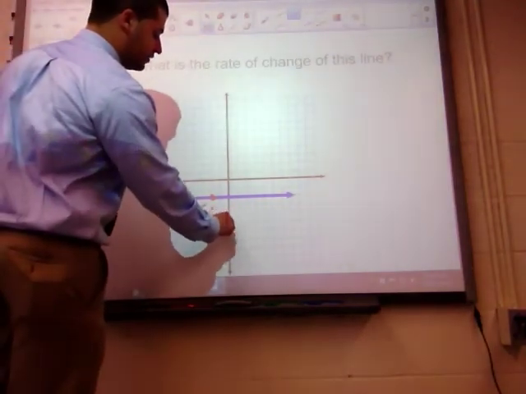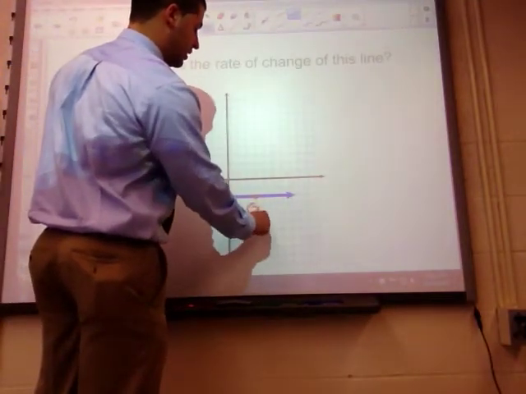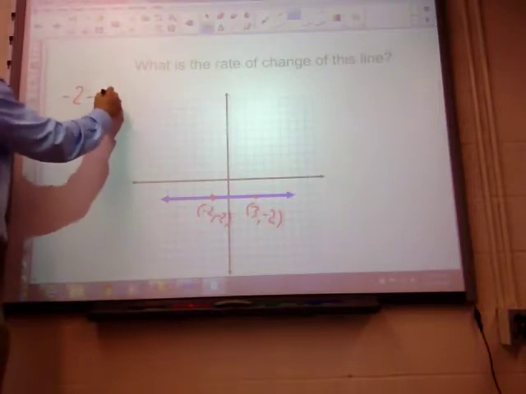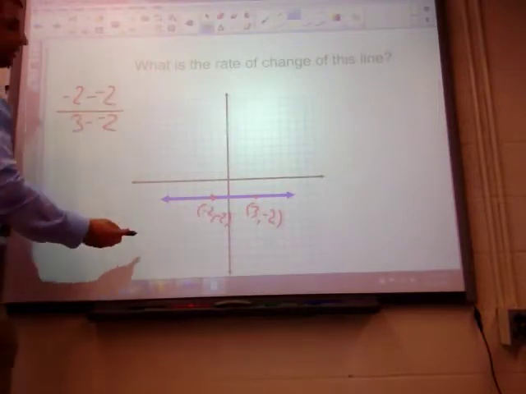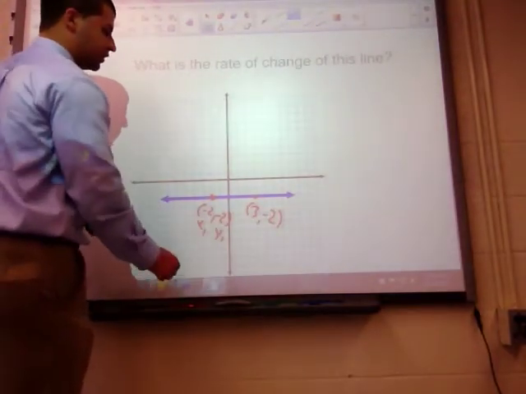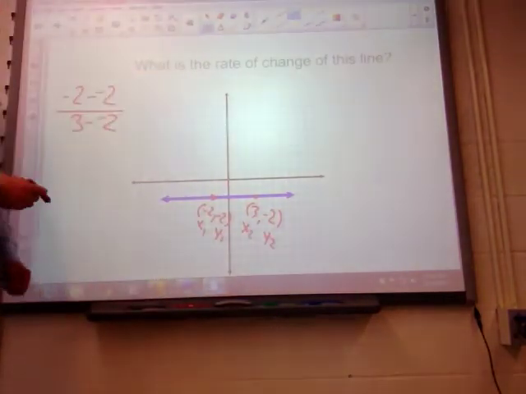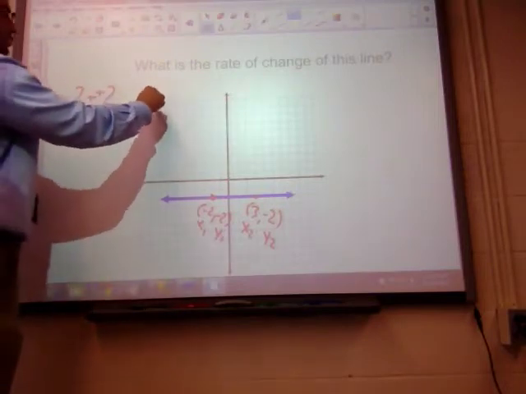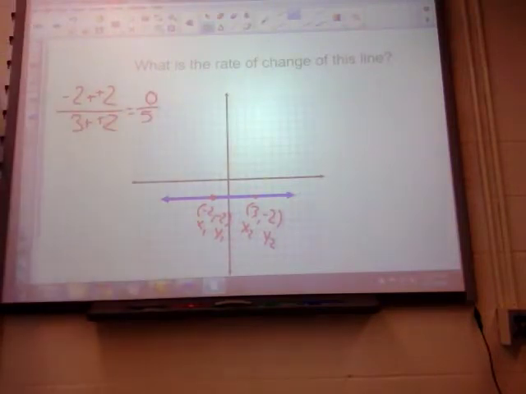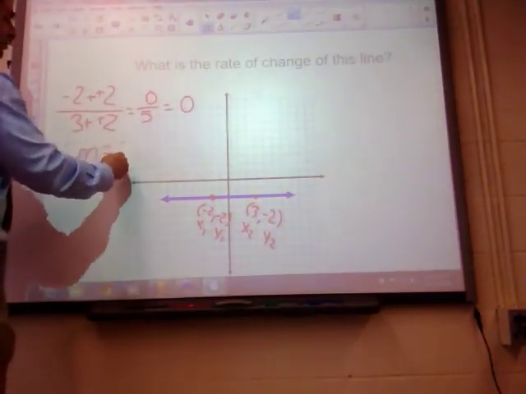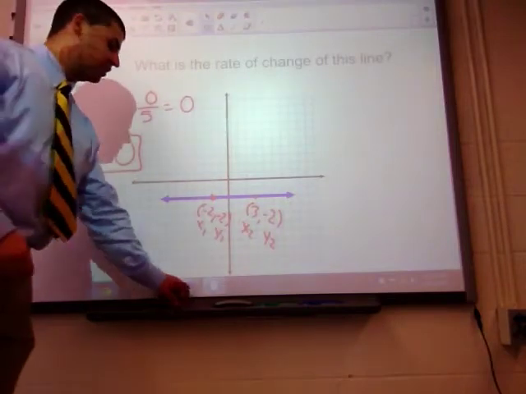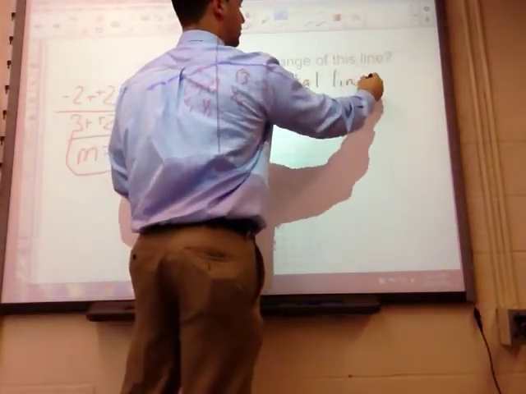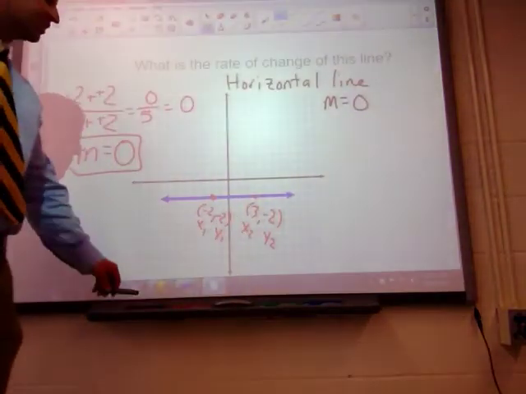So I have this point, -2, -2, and this point, 3, -2. And I'm going to find my slope. So I chose this to be my x1, y1, and this to be my x2, y2. Wouldn't have mattered if I chose it the other way, but this is just using that same slope formula. So I could say that my minuses become pluses, and 0 over 5 is my slope. Well, 0 divided by anything is just 0, so my slope is 0. And for horizontal lines, my slope is 0. That's a special case that you need to know. M, or slope, is 0 for a horizontal line.